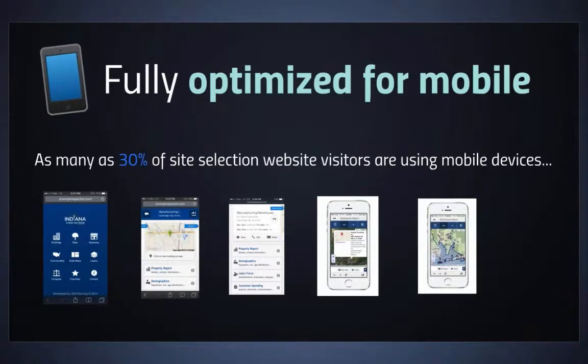And we did talk a little bit about mobile at the beginning, but I think it's important to note that mobile is just growing exponentially. We are seeing in our own data that as many as 30% of site selection website visitors are using mobile devices, things like smartphones and tablets. And we've probably all had that experience of trying to look at a desktop site using your smartphone, and you have to zoom in and your fingers are too big to hit the little links, and it gets really, really frustrating.